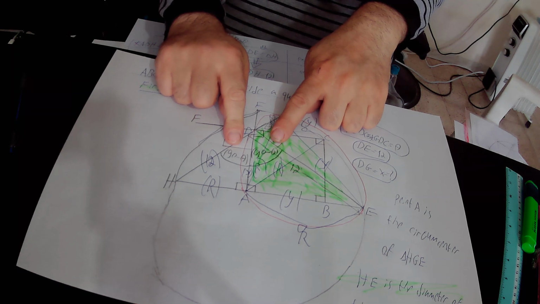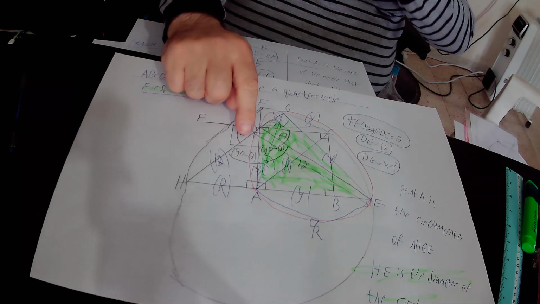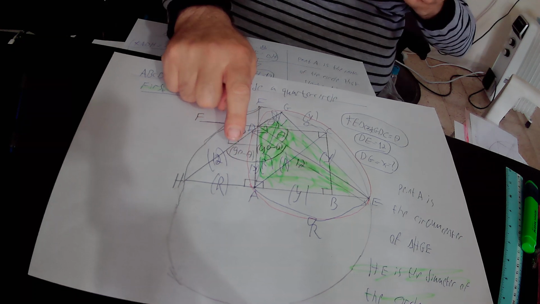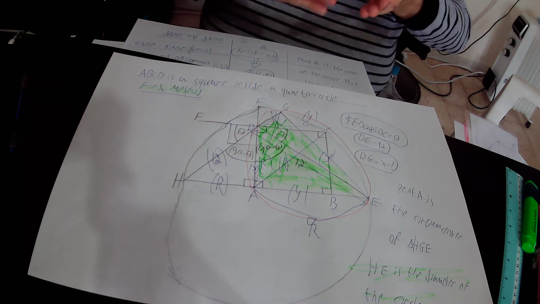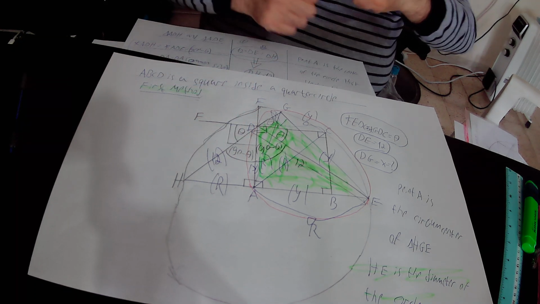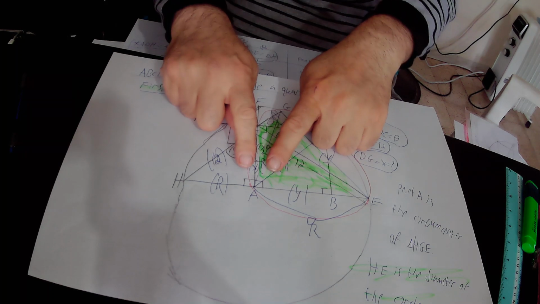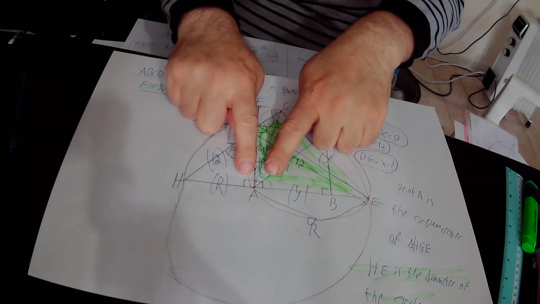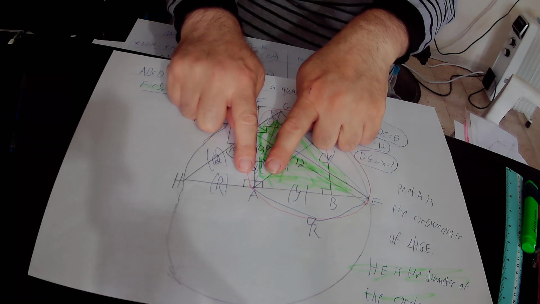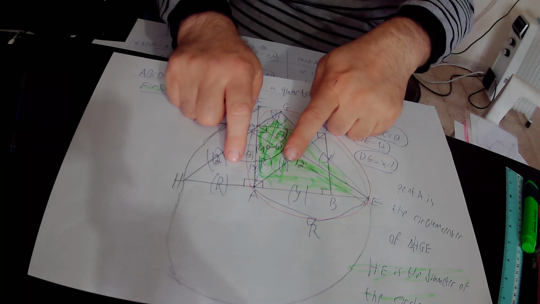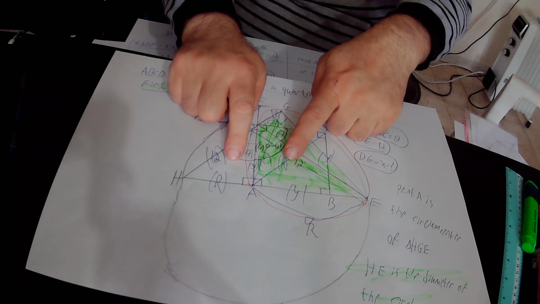In addition, DA is a common side that belongs to both triangles, so we can write down that DA equals itself, a common side that belongs to both triangles. And finally, those two angles are both equal to 90 degrees, therefore they are equal to each other. So we actually proved that those two right triangles can go into each other according to the angle side angle rule.